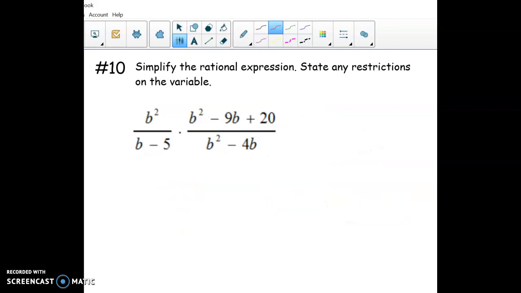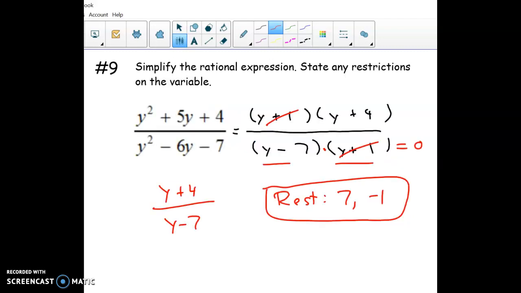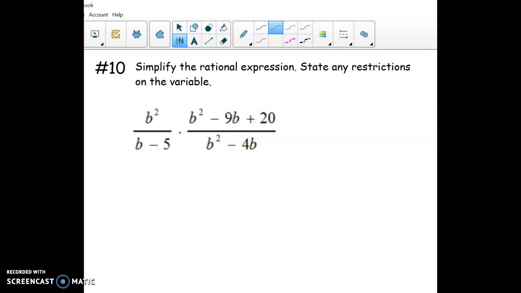Okay, so a multiply one is really just the same thing as a simplify. This is basically one big simplify, because before we do any multiplying, we want to factor and cancel. It seems kind of weird, but I'm going to actually write b squared as b times b, and you'll see why in a second. And then b minus 5, nothing to do there.